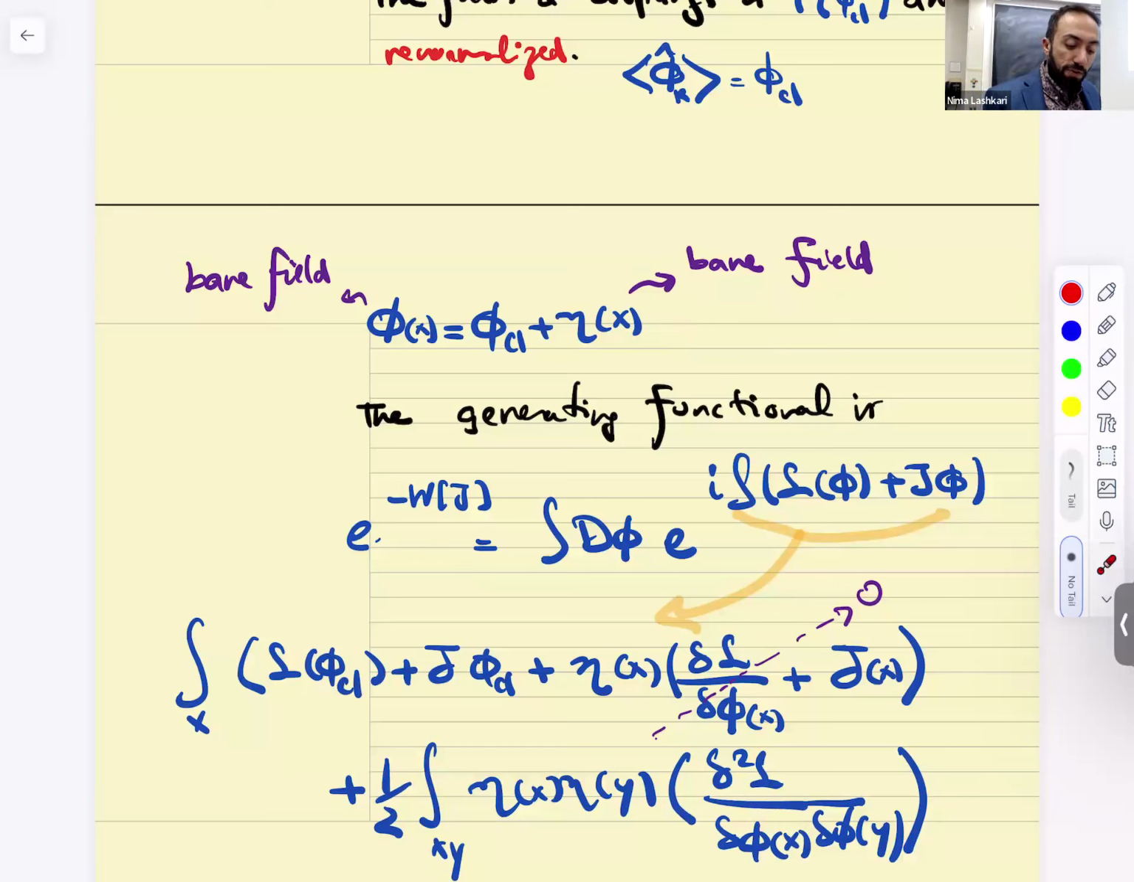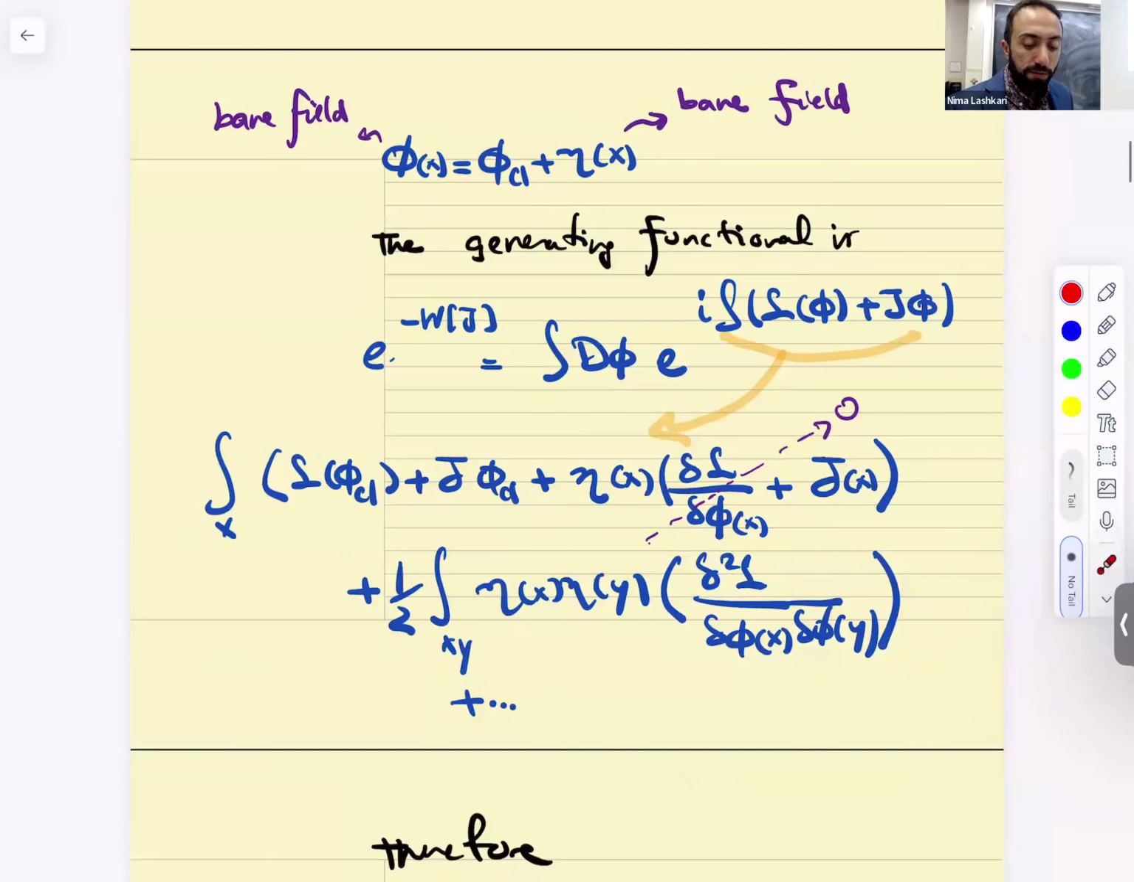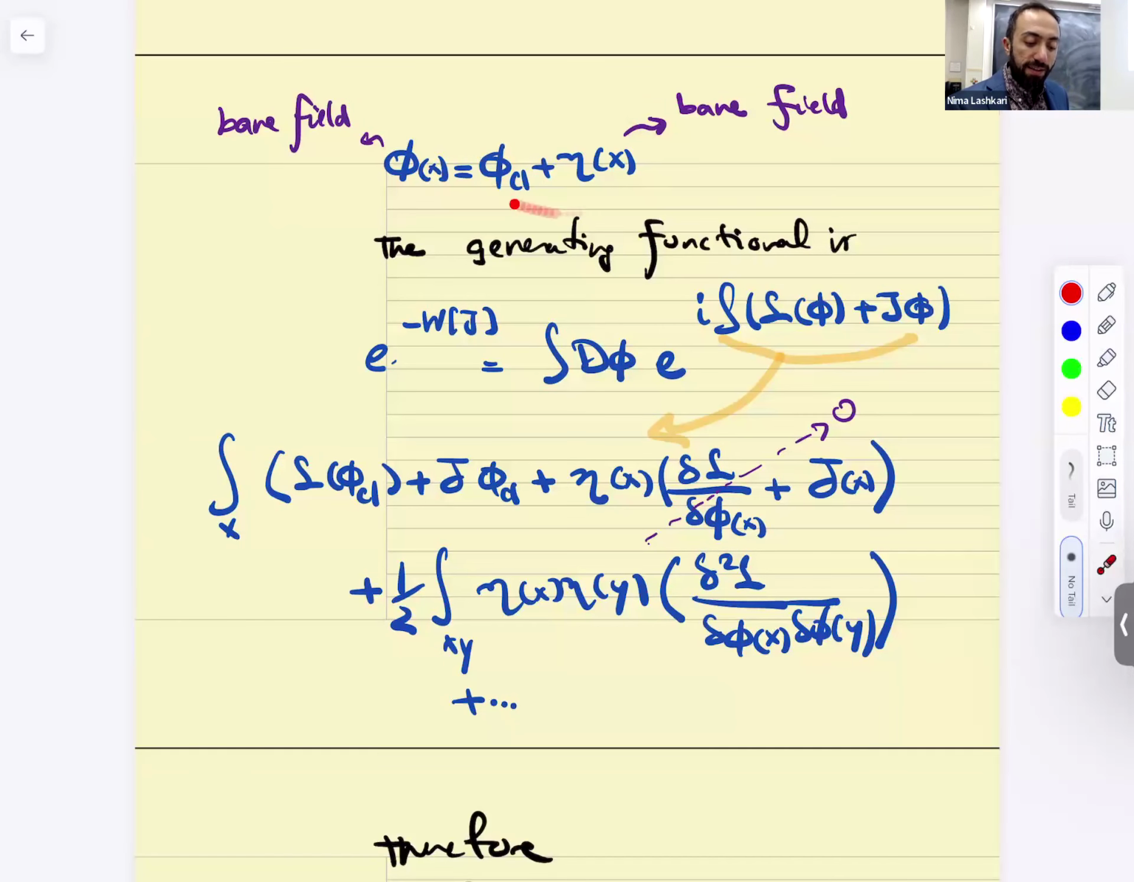So the generating functional for connected correlators is e to the minus W of J. W of J is the generator for the connected correlators. It's the path integral over the field phi of e to the power of minus the action plus J phi, right? So what we're going to do is plug in this expansion in the exponent. I'm going to pretend everything is like scalar field theory, but it won't matter for this argument. You'll see. So here's the action, I'm plugging in the source term, and I'm plugging in this expansion.